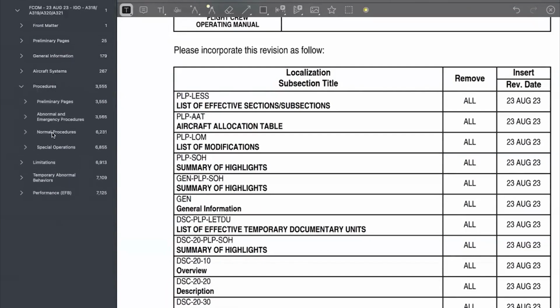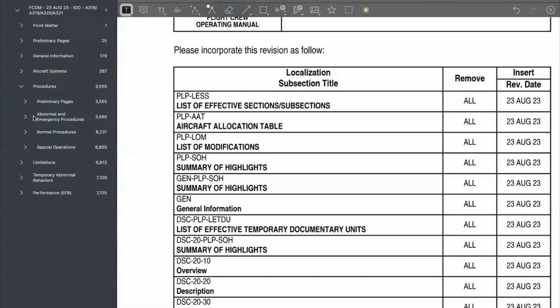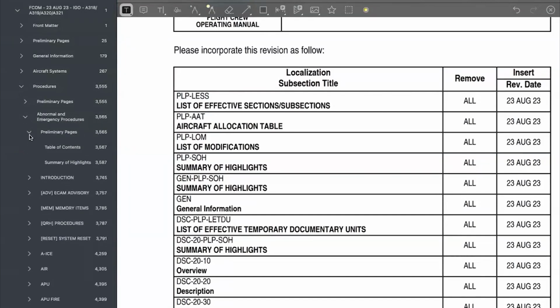Then we have the procedures. Normal procedures include the standard operating procedures, standard callouts, how to operate normally. First, you have to learn how to operate the system normally, then you'll go to abnormals, right? So this is what is relevant to you at this point of time. First is normal procedures. Then when you are well versed with this, we'll go to abnormal and emergency procedures.